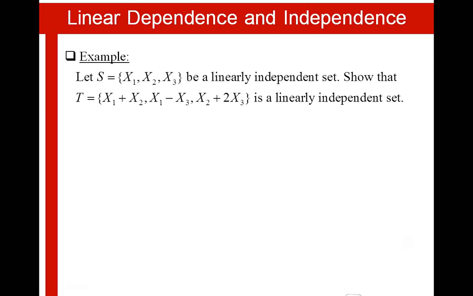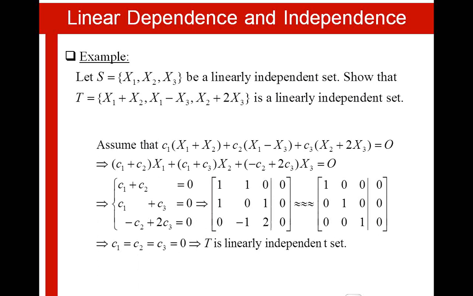Example: let S equal to x1, x2 and x3 be a linearly independent set. Show that T, which is equal to x1 plus x2, x1 minus x3 and x2 plus 2x3, is a linearly independent set. To answer the question, we start from the definition. We assume that c1 times x1 plus x2, plus c2 times x1 minus x3, plus c3 times x2 plus 2x3 is equal to 0.